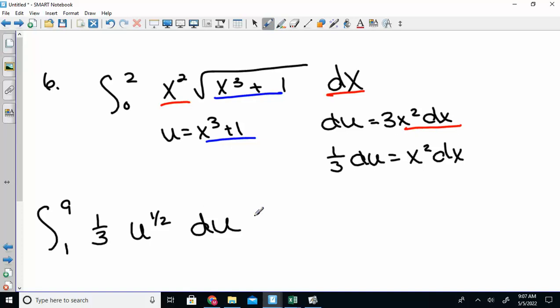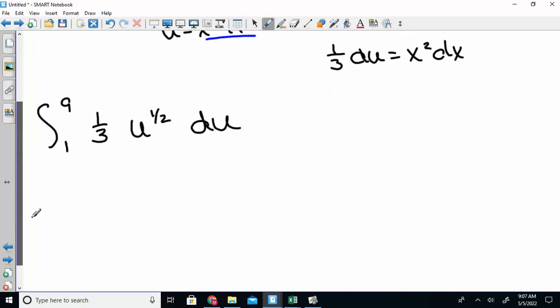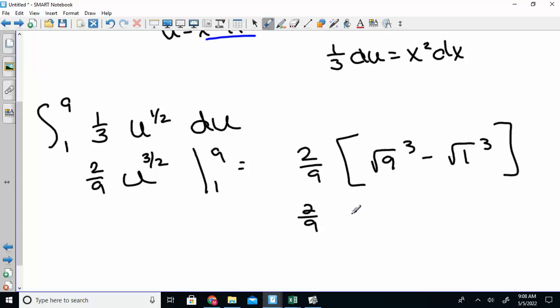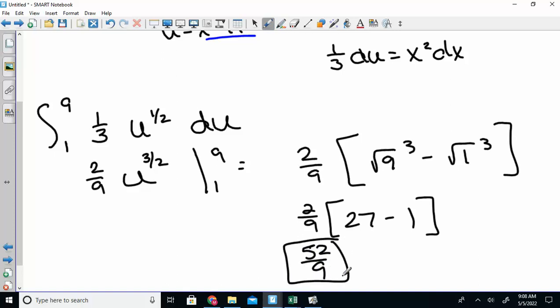Is everybody with me here? You really want to make sure you understand the substitution before tomorrow, because there will be several problems involving that. So if we add 1 to the power, that's 3/2, so we need a 2/3 in front times my 1/3, so 2/9. So a 3/2 power, that's like saying the square root cubed. Square root of 9 is 3, to the 3rd is 27, square root of 1 is 1, cubed is 1, so we get 26 times 2/9, so 52 over 9.